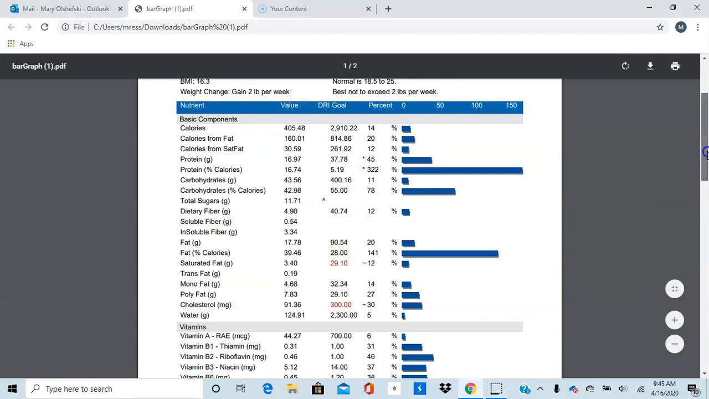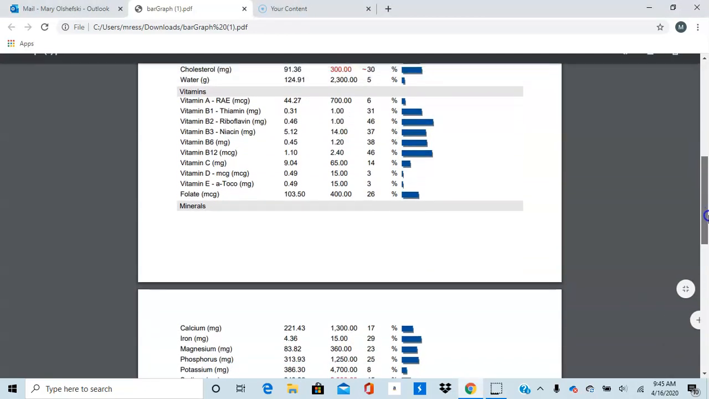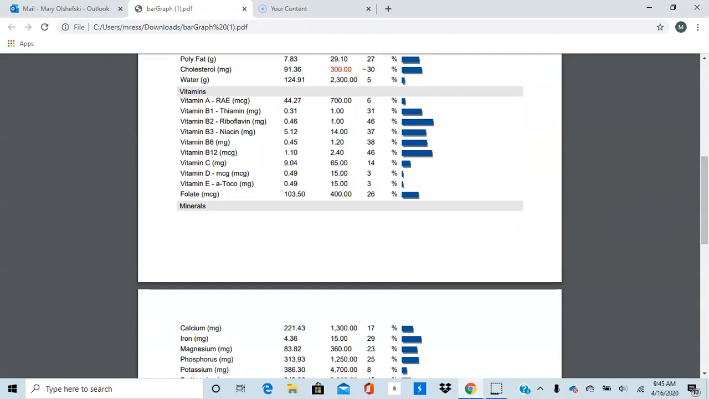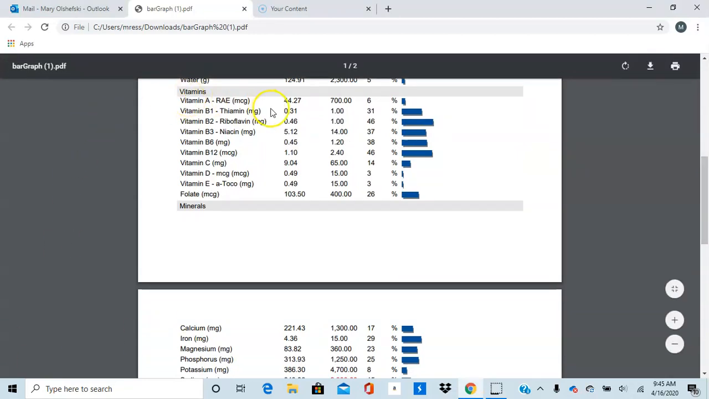If we scroll down a little bit further, and the two vitamins that we're having you key in on are vitamin A. You can see that your meal plan gives you 44 micrograms of vitamin A. Your goal is 700 micrograms a day. This 44 represents only 6% of your recommended intake. For nutrients, remember, the goal is to get to at least 80%.